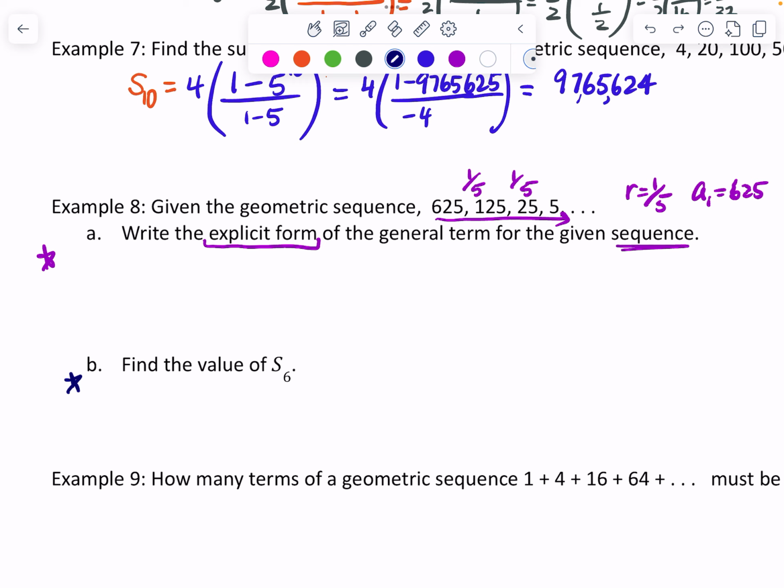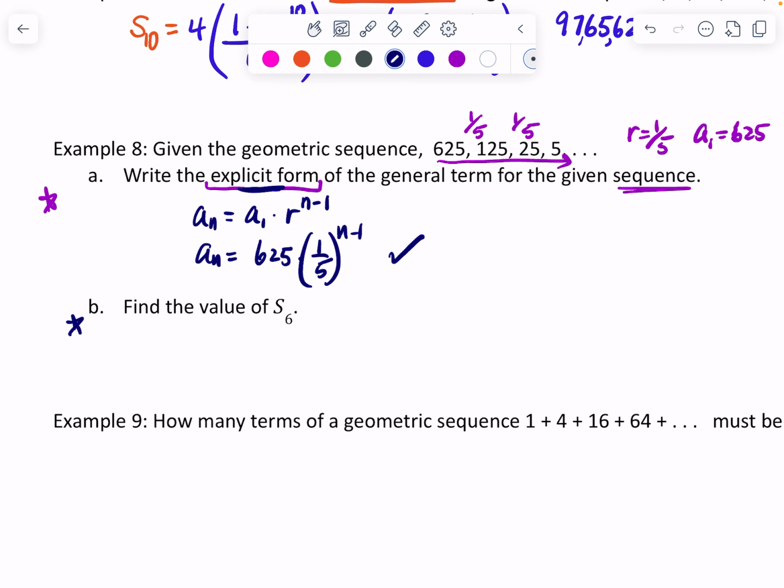Now, because this is geometric and they're asking for explicit, on your formula sheets you can find the formula to be a1 times r raised to the power of n minus 1. So the nth formula is 625 times 1/5 raised to the power of n minus 1. They asked for the generic formula for a geometric sequence, and I wrote that formula. They didn't ask for recursive, so I wrote explicit.